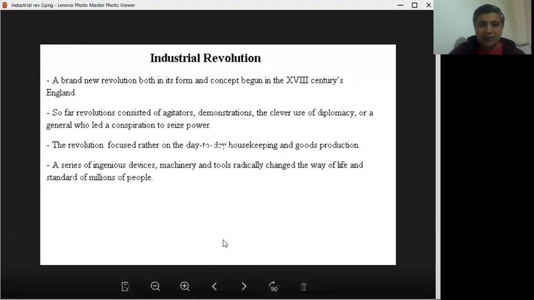Let's see. The Industrial Revolution was different from the previous revolutions. It was a brand new revolution, both in its form and concept, and it began in 18th century England. So far, revolutions consisted of agitators, demonstrations, the clever use of diplomacy, or a general who led a conspiracy to seize power. The Industrial Revolution had none of this. It was completely different. The revolution focused rather on day-to-day housekeeping and goods production.